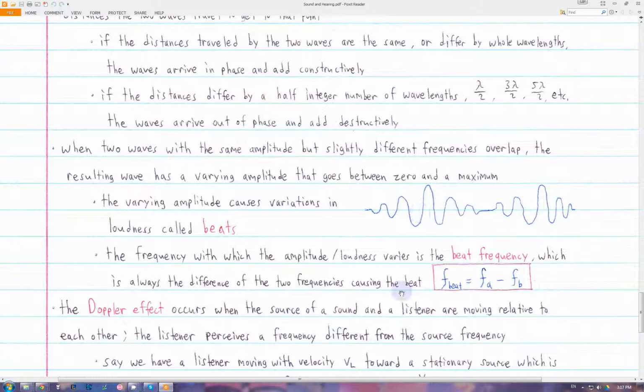So the beat frequency, when two waves overlap, you just subtract the frequencies of the waves, where of course, f_A is the wave with a higher frequency, since the beat frequency can't be negative. That wouldn't make sense.